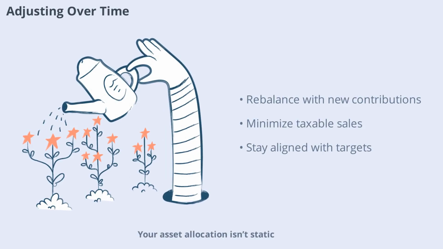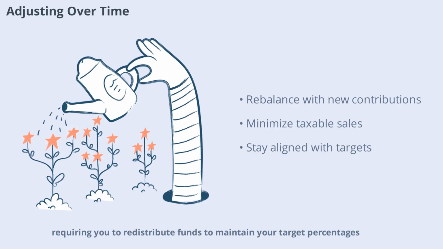Your asset allocation isn't static. As you contribute more each year and your accounts grow, you'll need to adjust your allocations. For example, after a year of contributions, your portfolio might grow to $350,000, requiring you to redistribute funds to maintain your target percentages. Use new contributions to rebalance whenever possible, and only sell assets in taxable accounts if absolutely necessary. This approach minimizes taxes and keeps your portfolio on track.